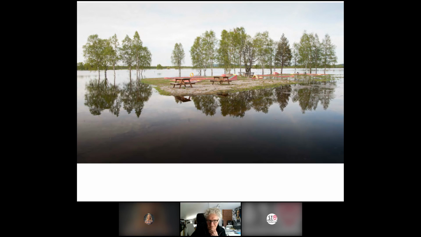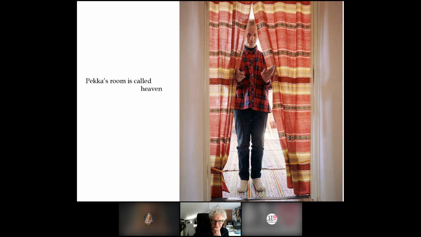And the river around Övertorneå, and Pekka. Pekka's room is called Heaven. I heard it from the neighbors in Kitkiöjoki, that when you go to Pekka, ask if he will show you his heaven. Pekka is living with Reijo in Kitkiöjoki, and Reijo comes from Mikkeli in Finland. But Reijo didn't want to be photographed, so Pekka is here at the door to the heaven. And I said, of course, you have to show me your heaven.